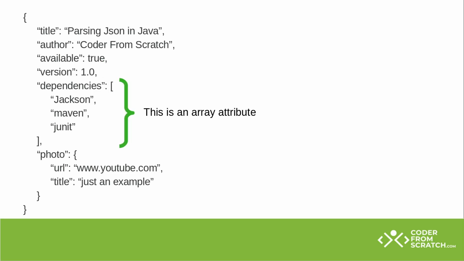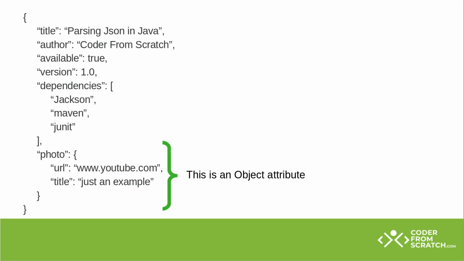They can also be arrays. This is an array attribute. It's an array of strings, but it could be an array of any other kind of basic types. And this is an object attribute, which is a JSON object.